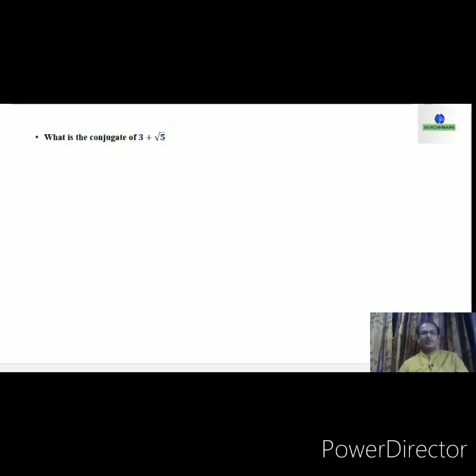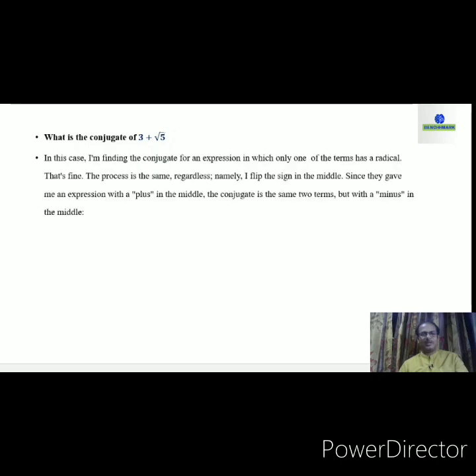Let's take an example. What is the conjugate of 3 plus root 5? In this case, I am finding the conjugate for an expression in which only one of the terms has a radical. That's fine. The process is the same regardless, namely I flip the sign in the middle. Since they give me an expression with a plus in the middle, the conjugate is the same two terms but with a minus in the middle. So what do you see? Yes, 3 minus root 5 is the conjugate of 3 plus root 5.